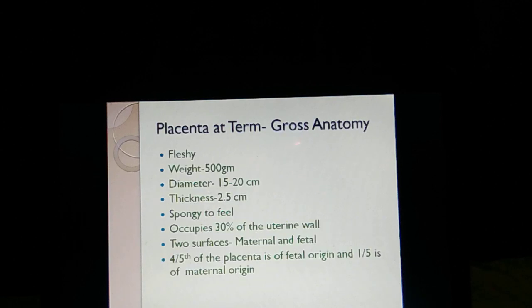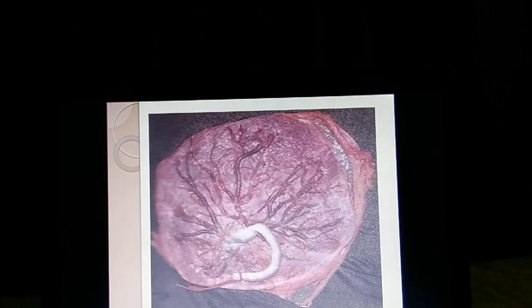Now the placenta, if we look at the gross anatomy, it is fleshy, weighs half a kg, the diameter is 15 to 20 centimeter, the thickness is 2.5 centimeter, it is spongy to feel, occupies 30% of the uterine wall and has two surfaces. We will be seeing it in the subsequent slides, the maternal and the fetal surfaces. 4/5th of the placenta is of fetal origin and just 1/5th is of maternal origin. So you can see the placenta, this is how it looks like.